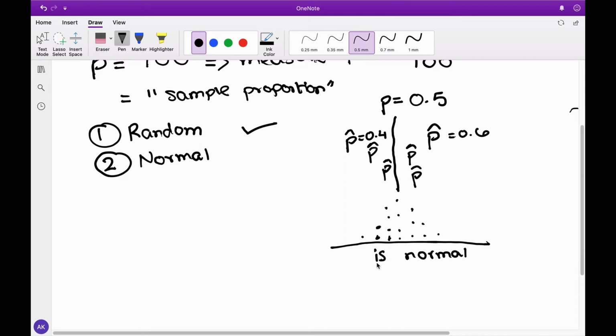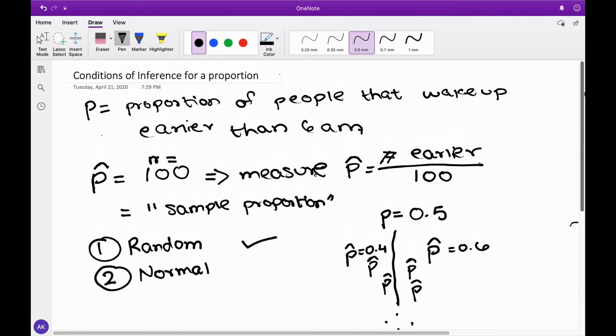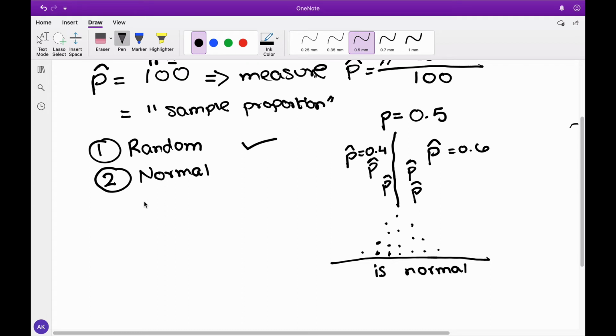Now, we have a problem here though, because we don't know what the population proportion is, and we can't really calculate too many samples. Calculating these additional samples is expensive, and it really defeats the point of what we're trying to do here with just one proportion. So since we only know p hat, we can generate a formula to estimate whether the sampling distribution will be normal.